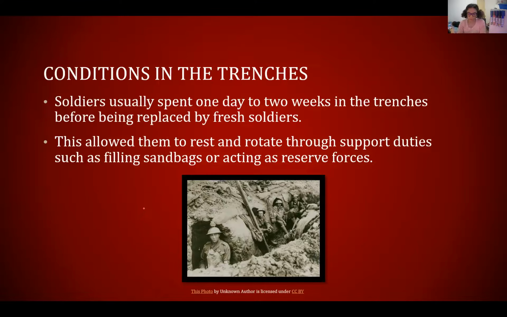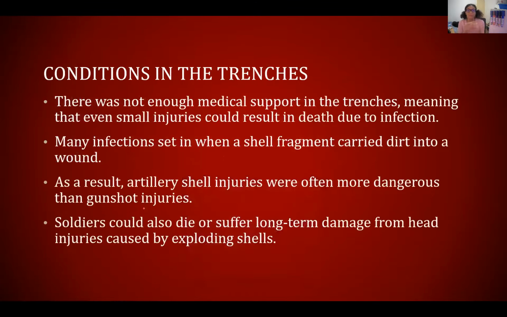Right, so there was not enough medical support in the trenches, which means that if you got sick, you could die. If you got a cut, it's very easy for that cut to get infected because you're in such unhygienic and unsanitary conditions. So if some dirt falls in your wound, very easily the germs get in, you get a fever, you get sick, right? You also had bombs that were exploding very close by.